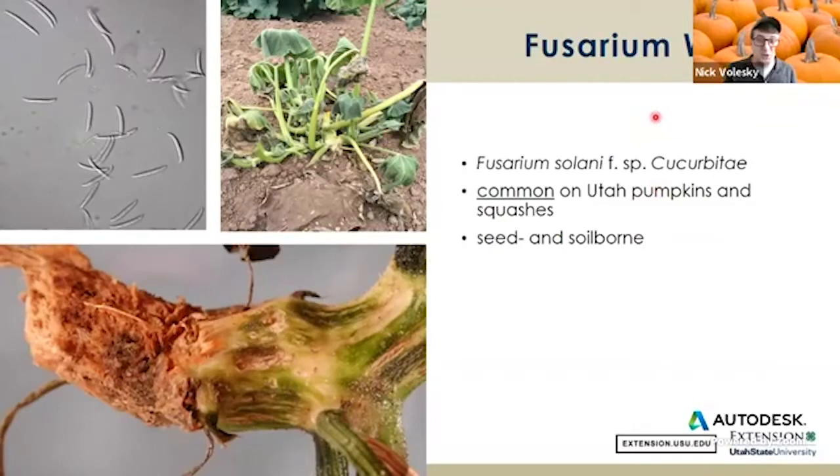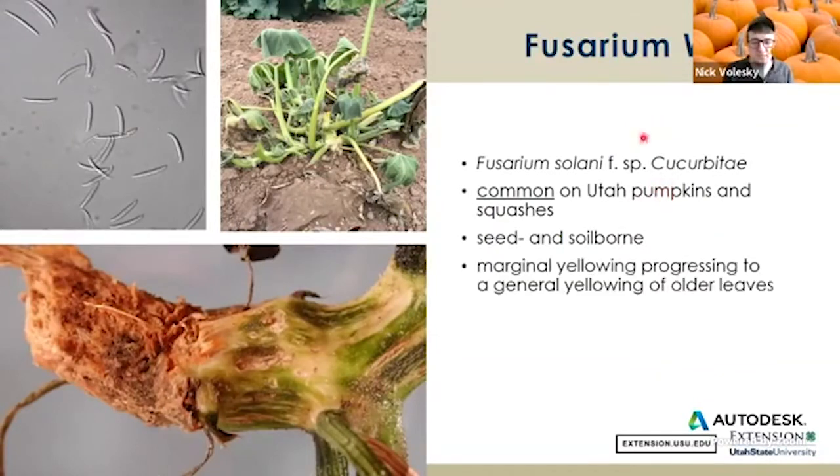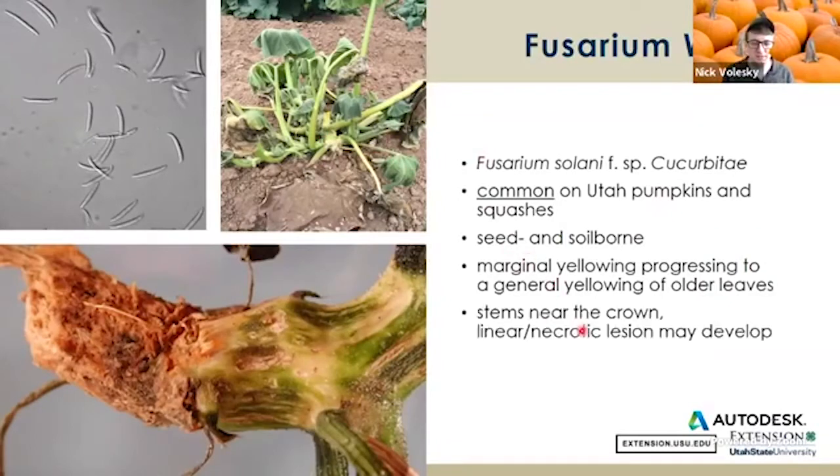It's both seed-borne and soil-borne. And what happens is you get this marginal yellowing, or just yellowing leaves of the plant in general. So if your plant looks like it's wilting, it's most likely fusarium wilt. And on the stem, especially near the crown, like in this photo, you can get these linear necrotic lesions that might develop.